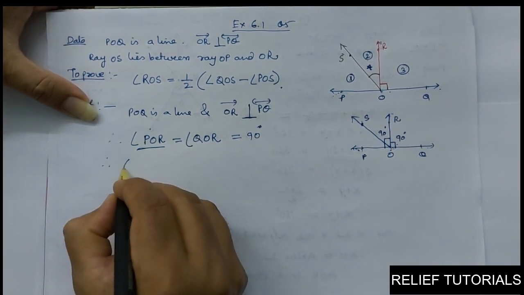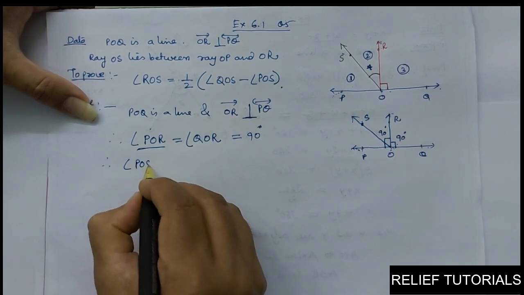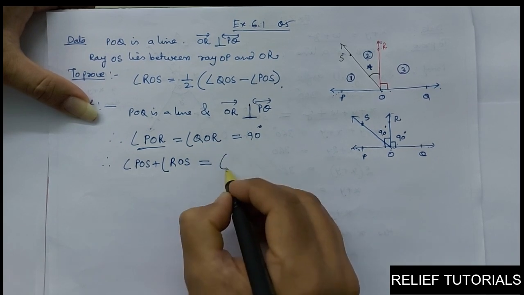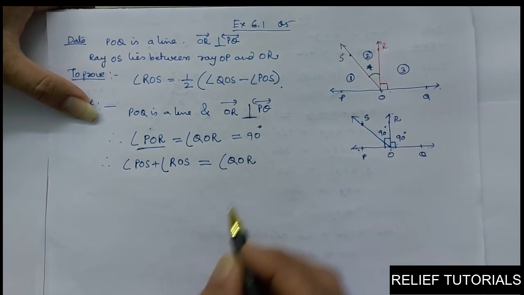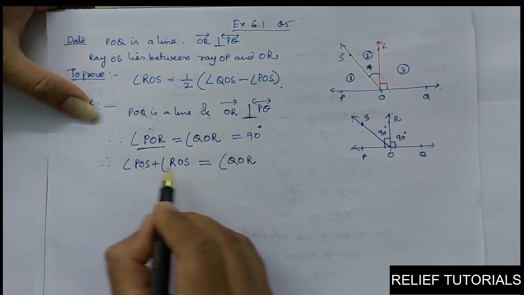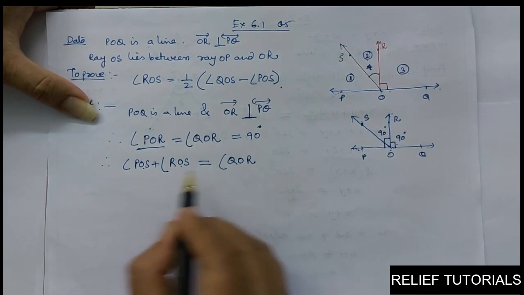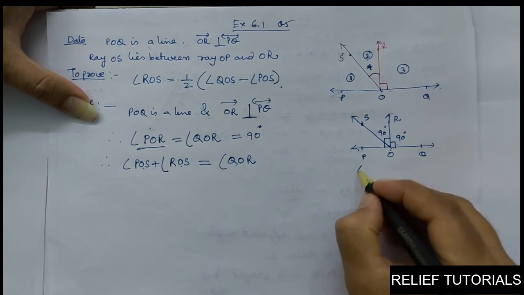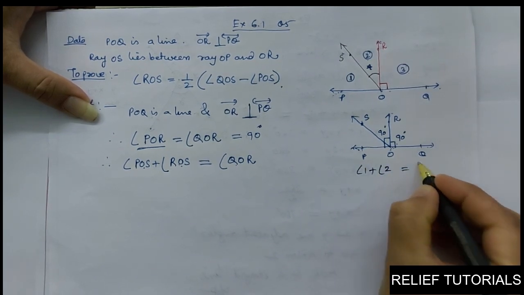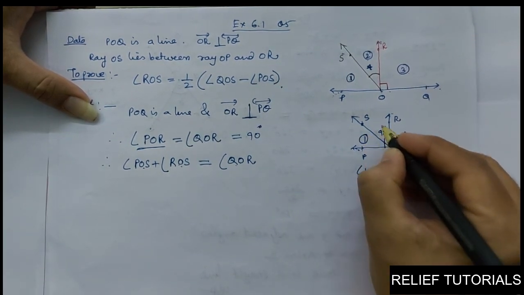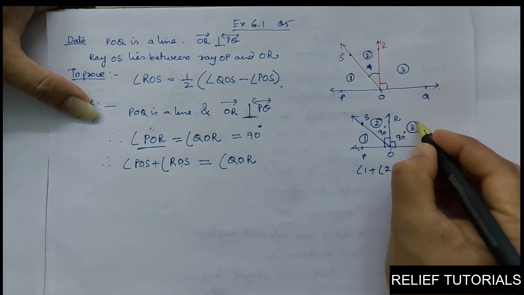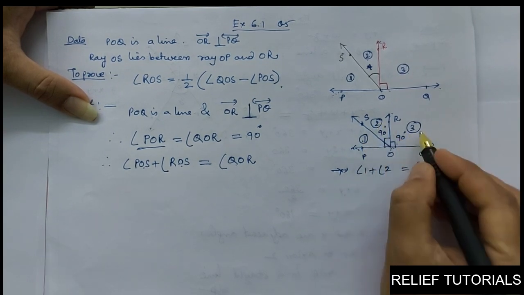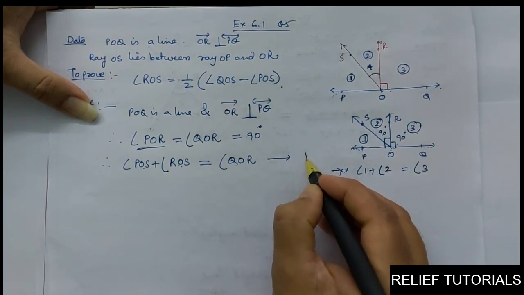So in place of POR I will write angle POS plus angle ROS is equal to angle QOR. See, this is 1 POS, this is 2 and this is 3. So 1 plus 2 is equal to 3. So I can write here angle 1 plus angle 2 is equal to angle 3. This is 1, this is 2, this is 3. So the simple way you have to remember is 1 plus 2 is equal to 3. This we got as equation 1.